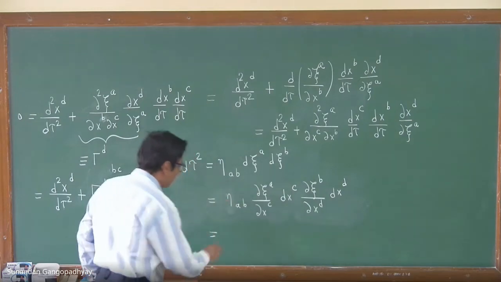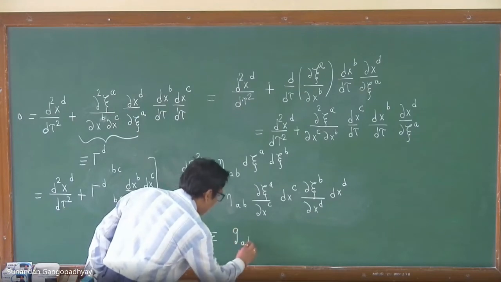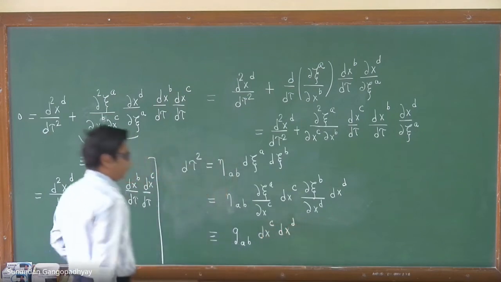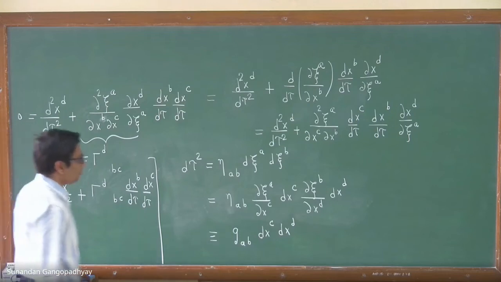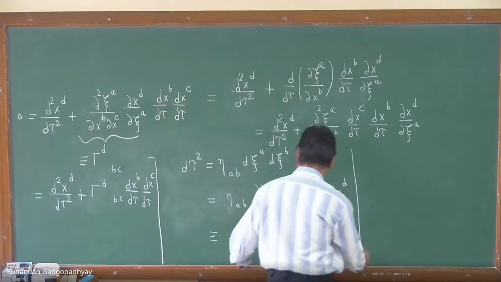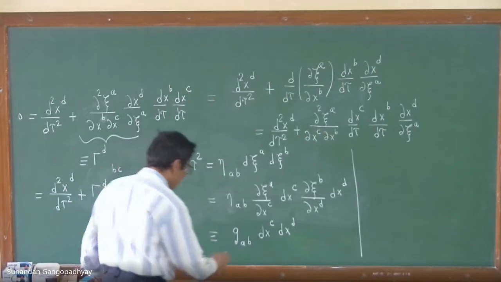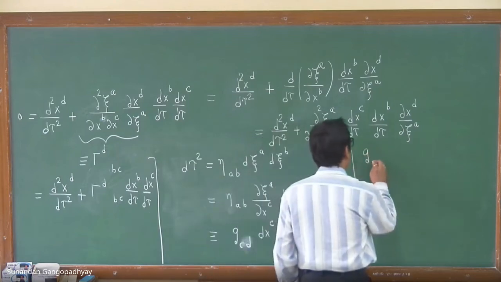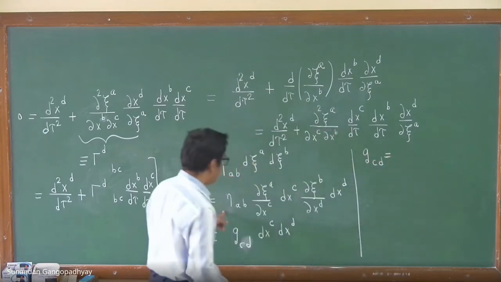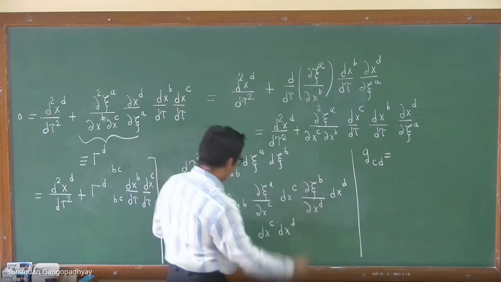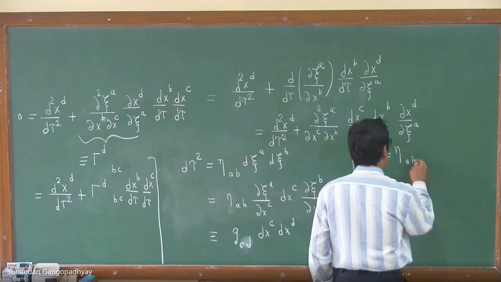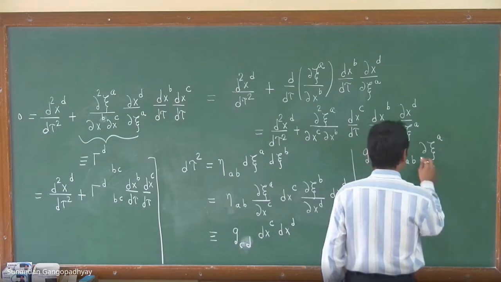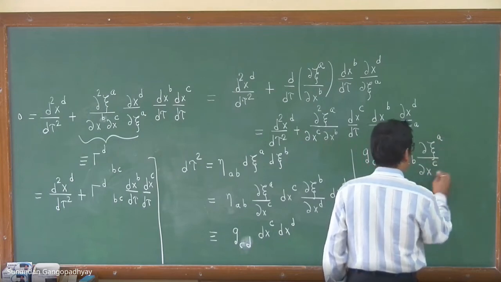But now you can write this as g_ab dx^c dx^d, where g_cd is nothing but this particular object: η_ab multiplied by this. So this is η_ab ∂ξ^a/∂x^c ∂ξ^b/∂x^d.